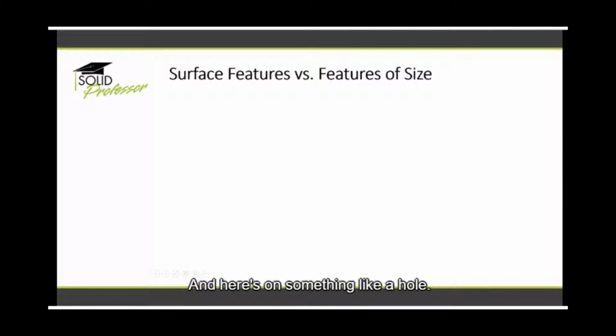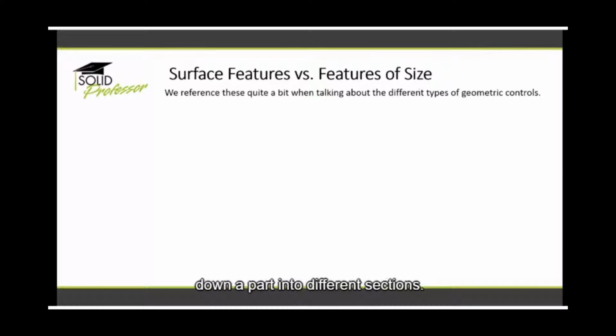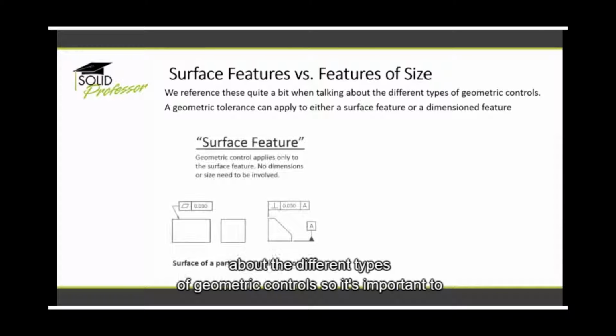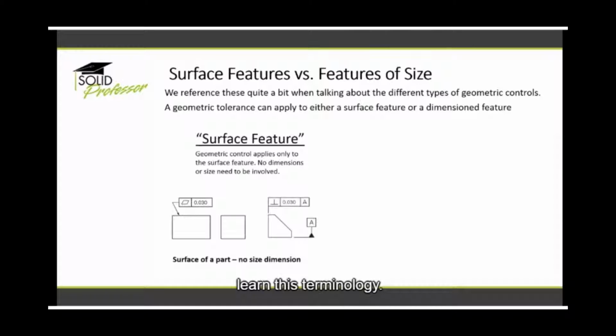We can break down features into two specific types, surface features and features of size. We reference these quite a bit when talking about the different types of geometric controls, so it's important to learn this terminology. A geometric tolerance can apply to either a surface feature or a dimensioned feature, otherwise known as a feature of size. A surface feature is where the geometric control applies only to the surface. No dimensions or size need to be involved when talking about a surface feature.